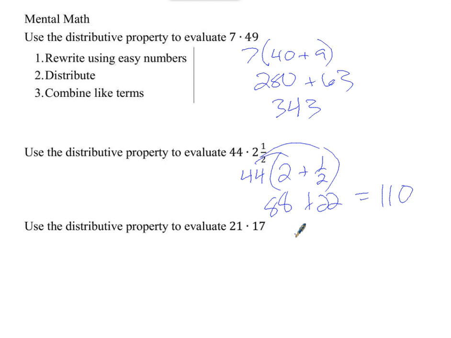So I'm not going to break the 17, right? What if I broke the 20? What would I write? 20 plus 1 with the 17 back here. Is that still the distributive property? Yeah. Can we do 20 times 17 pretty easily? You think so? What is it?